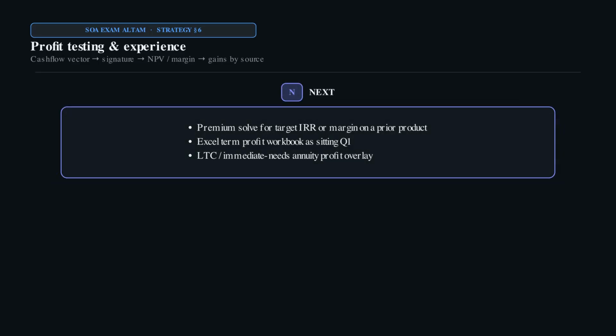Grounded variance. Solve premium for a target IRR or margin, an Excel term profit workbook as question 1, or LTC and immediate needs annuity profit. Drill the 4 prior profit questions in ladder order next.